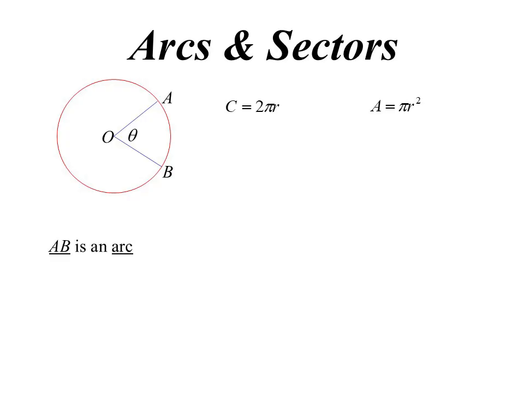Now AB is an arc. Well, in fact, I've drawn in 2 arcs there, because you've got the minor arc, the smaller one, and the major arc, the larger one. If I just look at that smaller one, so I want to find the length from A to B, and I know the angle at the centre is theta, I can just use ratio.